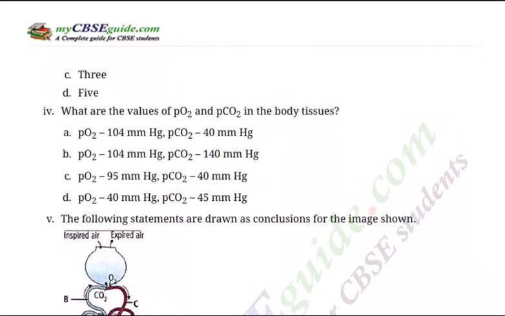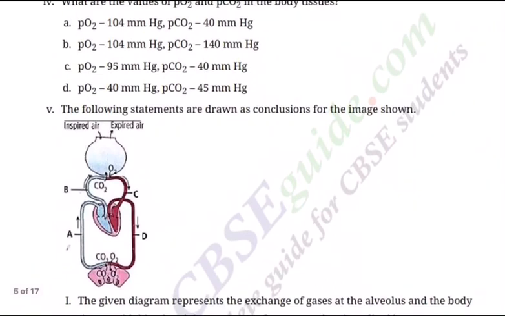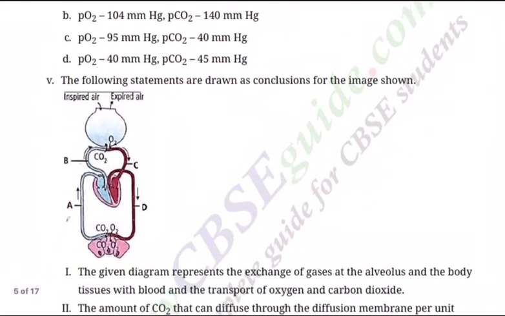Question 4. What are the values of partial pressure of oxygen and partial pressure of carbon dioxide in the body tissues? A. PO2 104 mmHg, PCO2 40 mmHg. B. PO2 104 mmHg, PCO2 140 mmHg. C. PO2 95 mmHg, PCO2 40 mmHg. And D. PO2 40 mmHg, PCO2 45 mmHg.